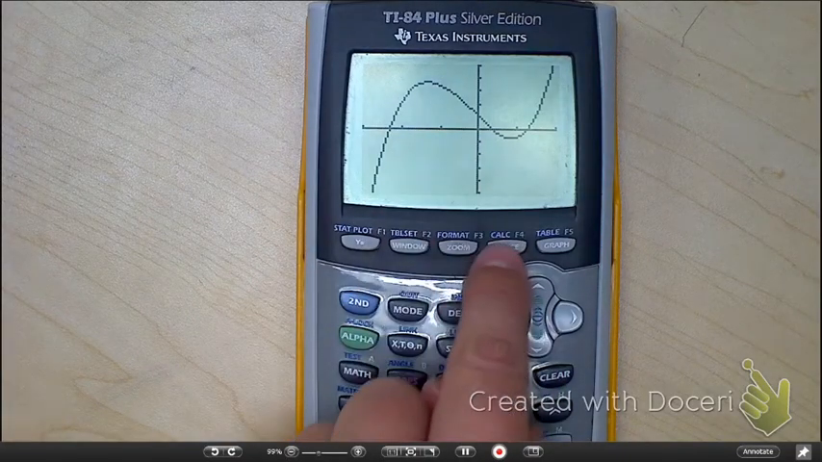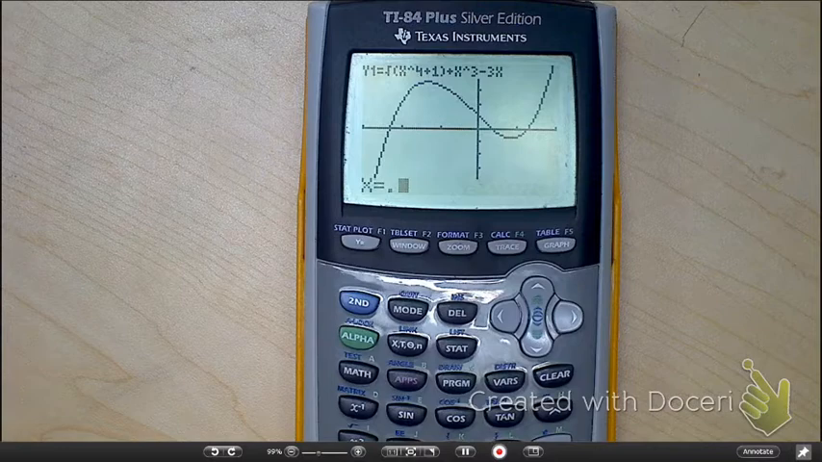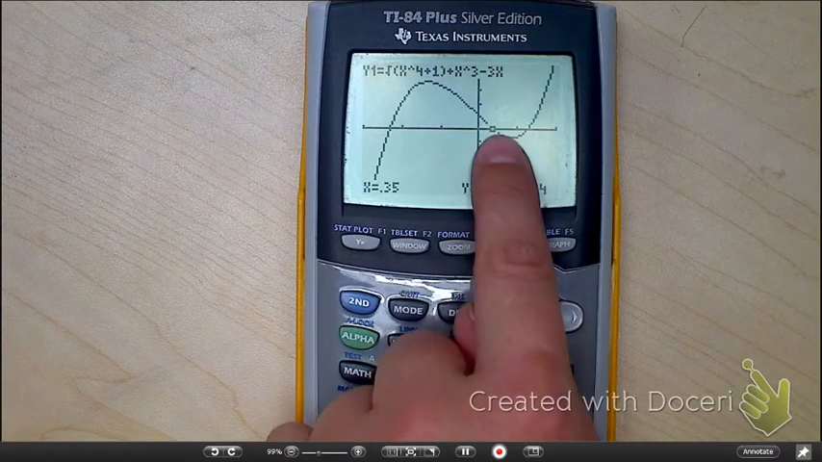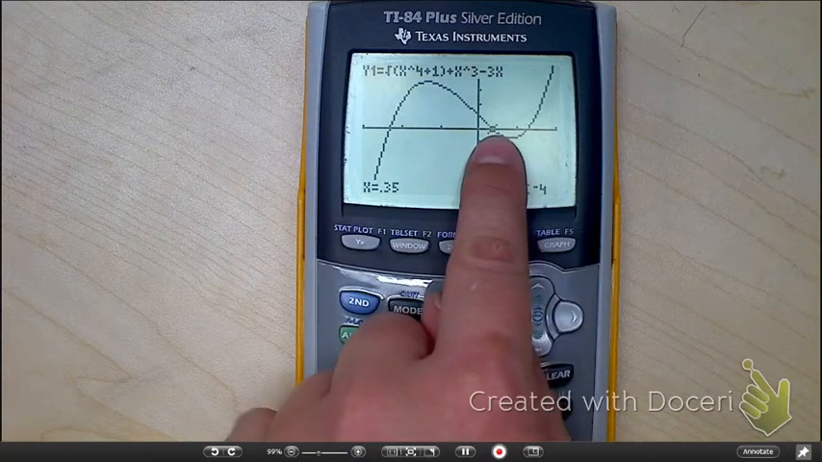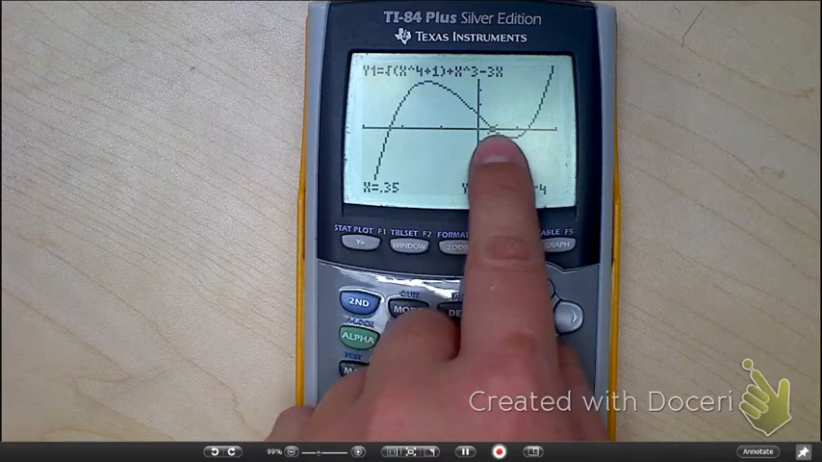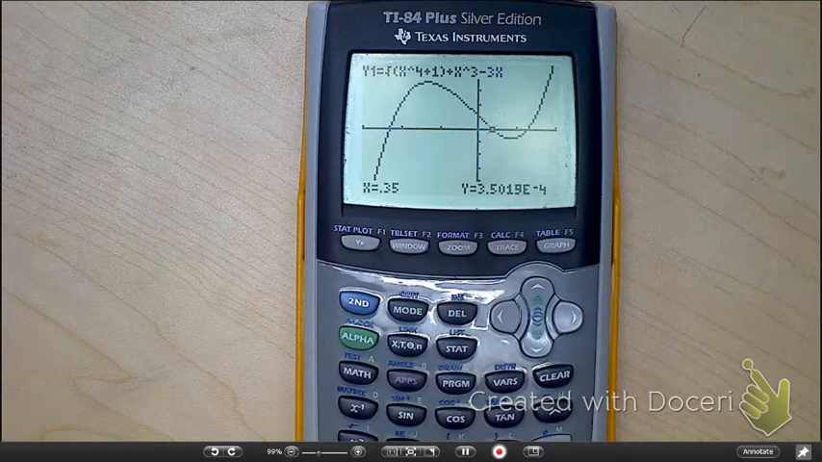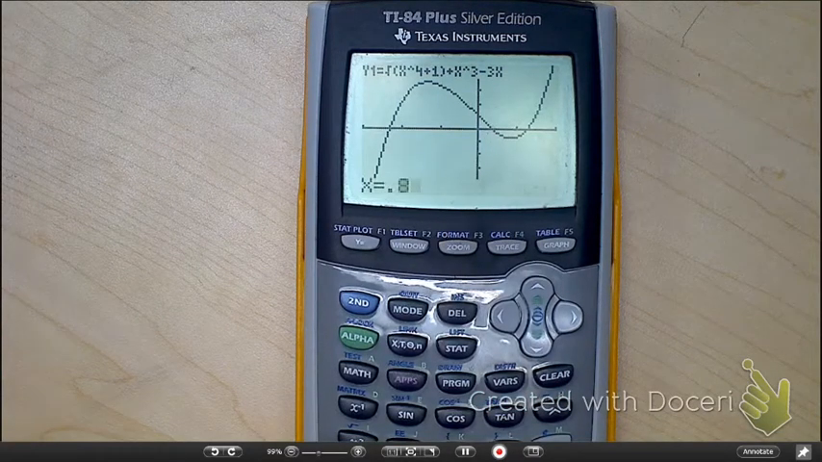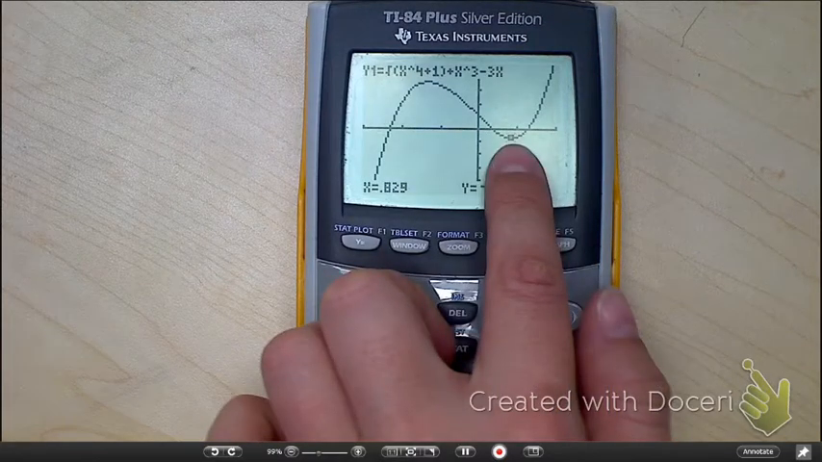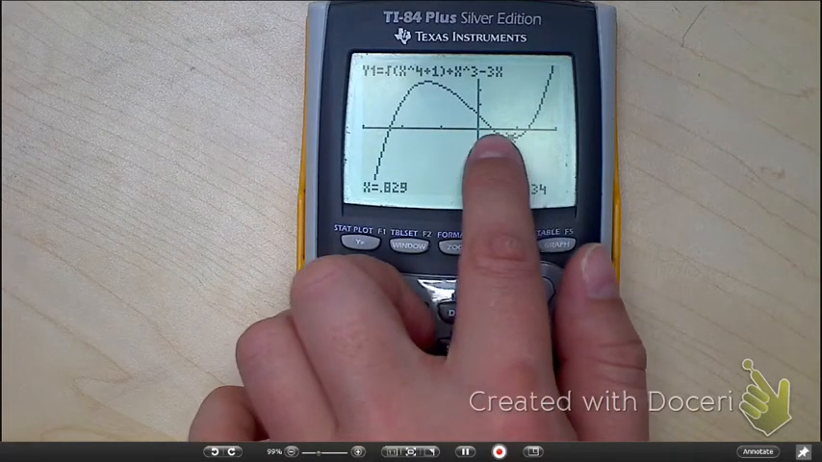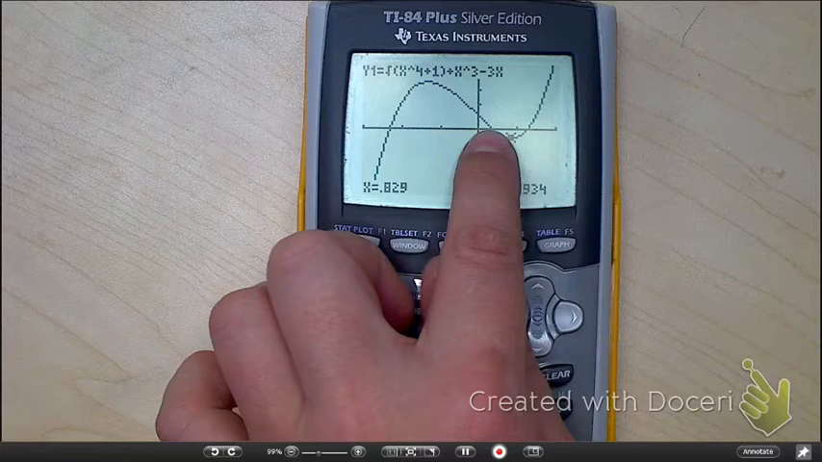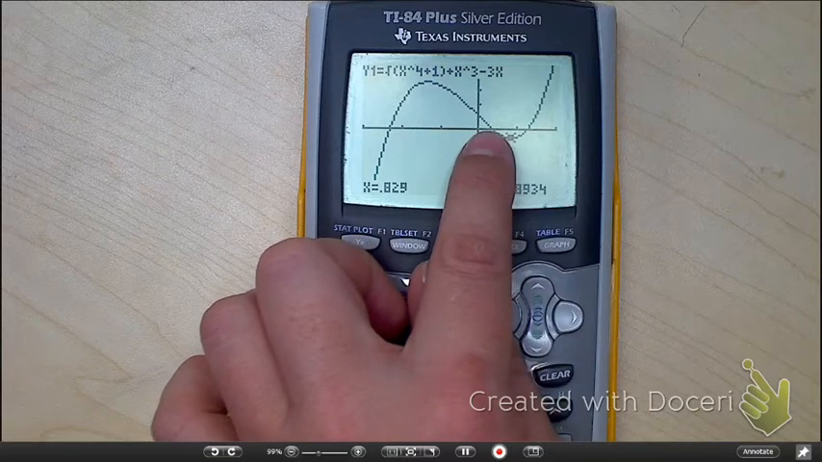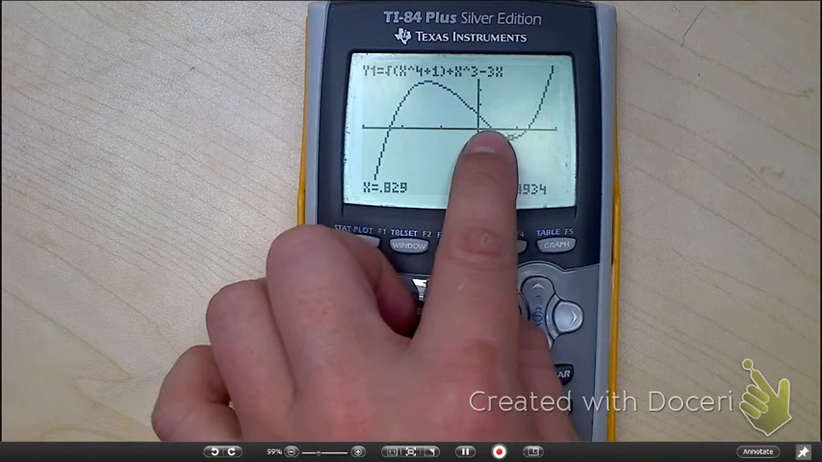I'm going to push trace. I'm going to push 0.35. Ooh, yeah, I do think that that's going to be the correct answer. Let's just try one more just to make sure. They also have 0.829. So 0.829 is this minimum down here. So I don't want that one. I want a local maximum, which is this one right here. So I'm going to go back and say that it's 0.350, which is answer choice C.